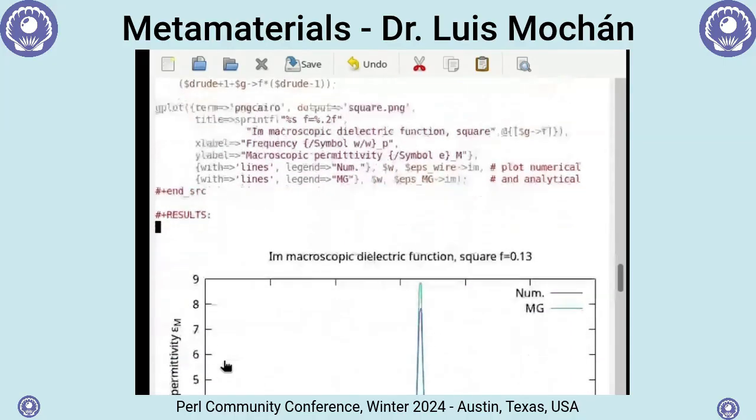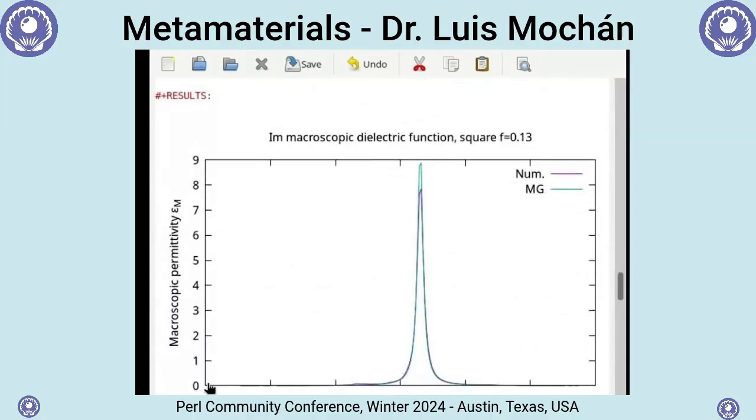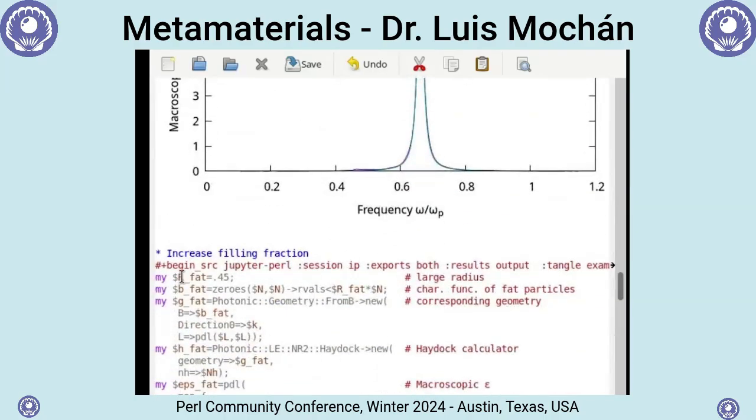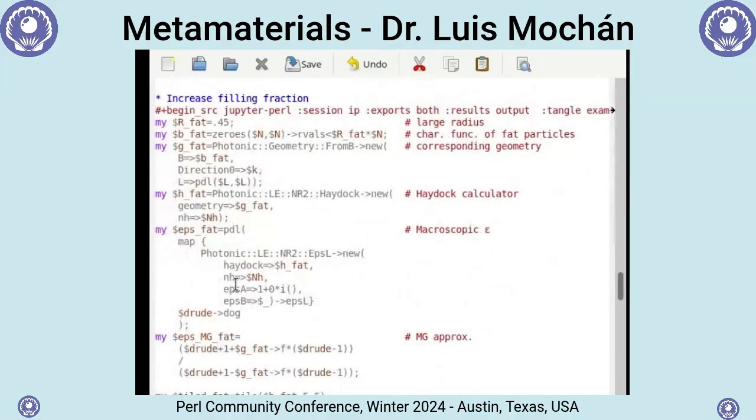And the result is here. So here we have the spectrum, the macroscopic permittivity as a function of frequency, which is the imaginary part. That means that the system has no absorption of light except at this resonance. And the numerical calculation and the Maxwell-Garnett calculation, the approximate analytical calculation, they both agree quite well in the position of the resonance. Agree because the filling fraction is very small. Now I do the same, but for a larger filling fraction, just by taking a system with a larger radius, and the code is basically the same.